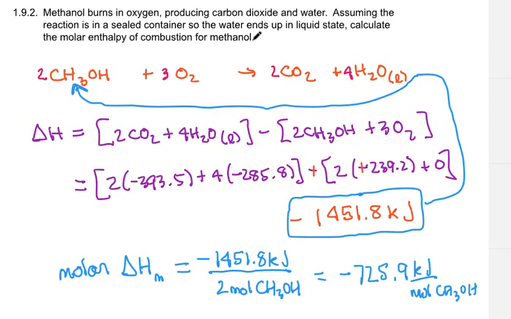Products minus reactants, and if they had just said the enthalpy of combustion or find the delta H for this reaction, we could have stopped here. But when they say molar, then giving them just kilojoules is not good enough. You have to take your kilojoules and divide it by moles of the appropriate thing. Here they said enthalpy of combustion for methanol, so we went and got the coefficient for methanol, and that's where this last step came from. Good.